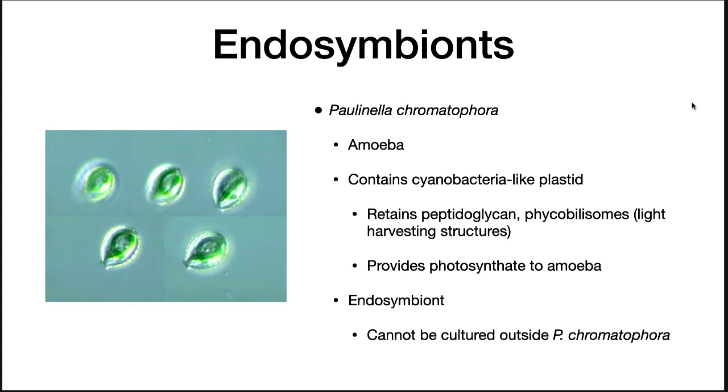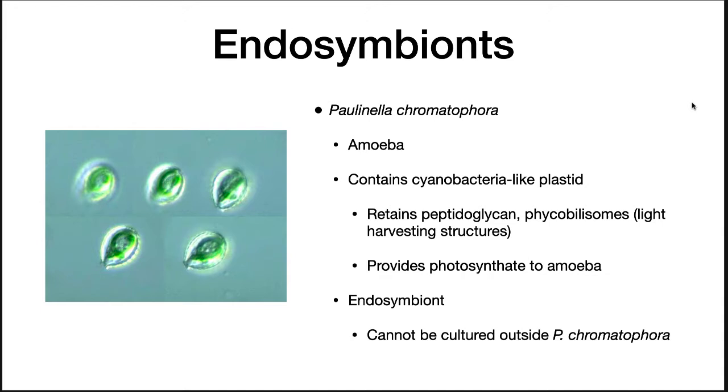In this video, I want to take a small tangent to discuss a fascinating result from the type of analyses I taught you about in the previous lecture. As you will learn later in the semester, many organisms cooperate to get the nutrients they need. For example, Paulinella chromatophora is an amoeba that contains a tiny plastid that sure looks like a cyanobacterium.